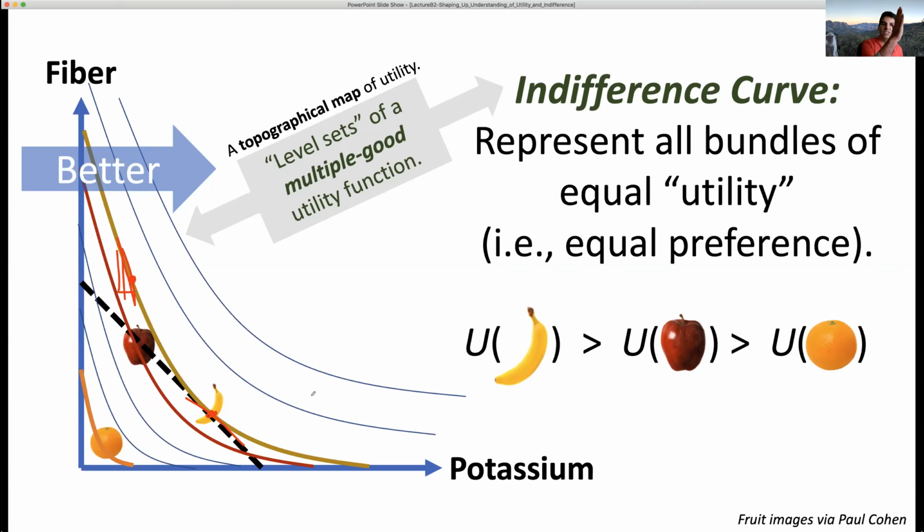And so that's what the steepness of this curve is. It is effectively the amount of the vertical axis that you are willing to gain or lose in exchange for the amount of the horizontal axis. And so the marginal rate of substitution is the delta fiber, the vertical axis, divided by the delta potassium, the horizontal axis. So a large one means that you are willing to trade a lot of fiber for a little potassium. A small one means you're willing to trade a lot of potassium for a little fiber. And so that's all going to be based upon how much of each one of those goods you already have.